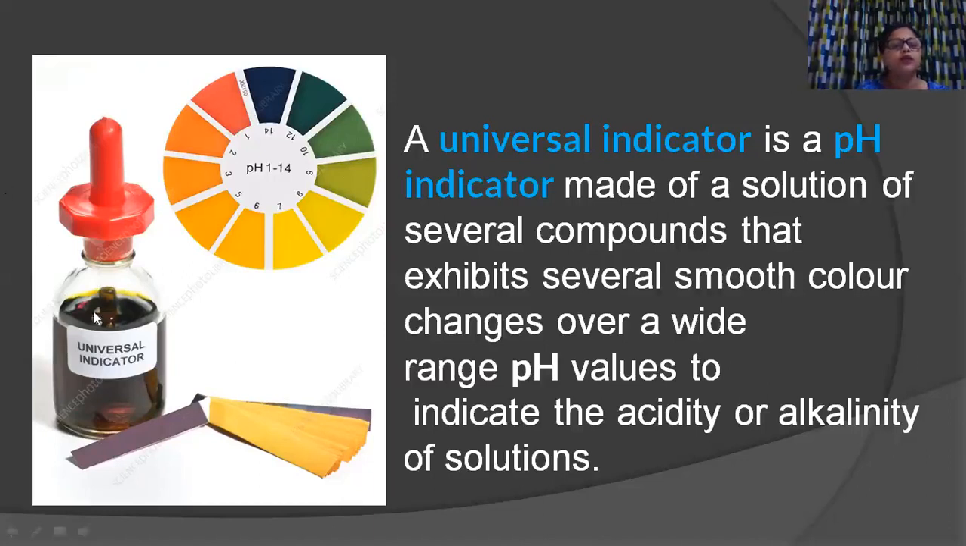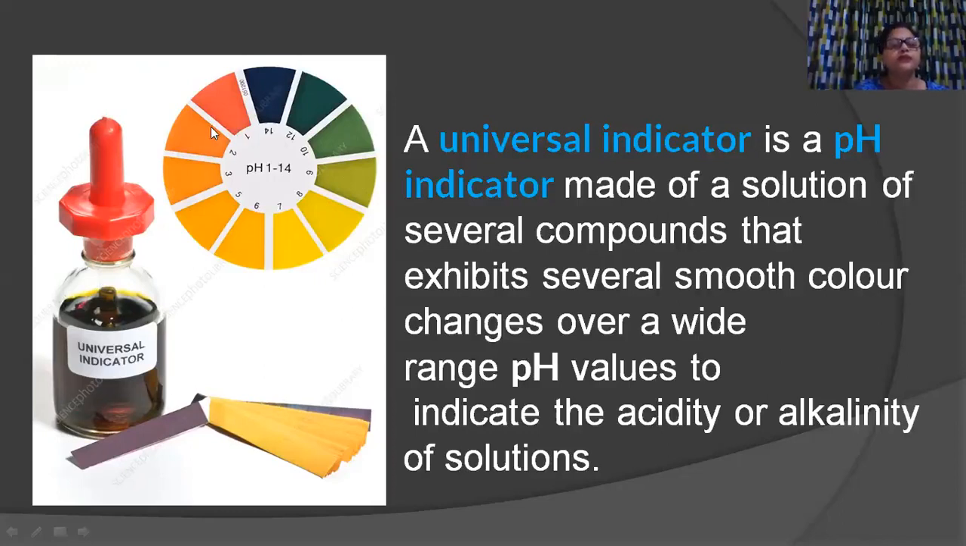Similarly, this is universal indicator in a liquid form. This also gives different colors in the different strength of the substances. This is the range of the color which is shown by the pH paper or universal indicator. When the acid is very strong, the pH paper will turn red. And when the substance is highly alkaline, it will turn dark blue or violet.